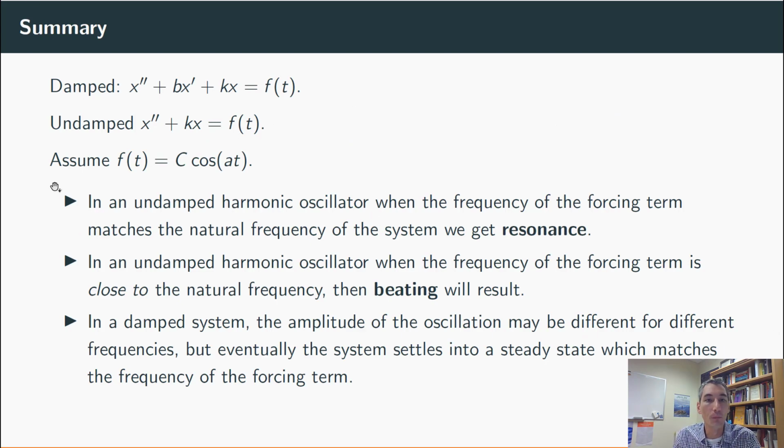So as a summary of all the things we've seen here, if you have a damped harmonic oscillator with forcing, that's that differential equation. If you have an undamped, that's that equation with forcing. If you assume the forcing term is sinusoidal, either a cosine or a sine, doesn't really matter which one. If the differential equation is undamped and the frequency of the forcing term matches the natural frequency, then you get resonance. That's when you get that t sine of 2t showing up.